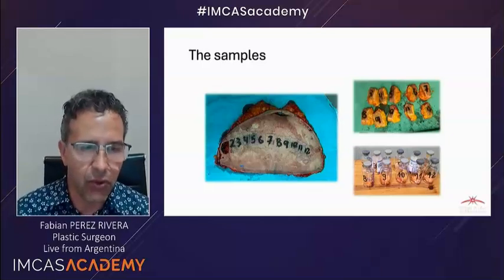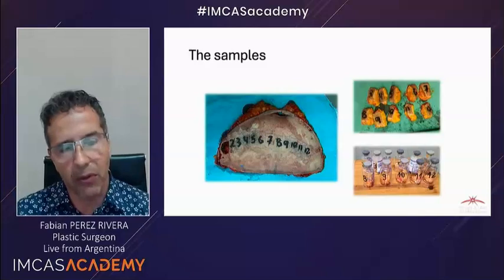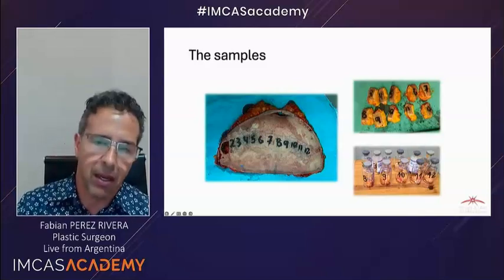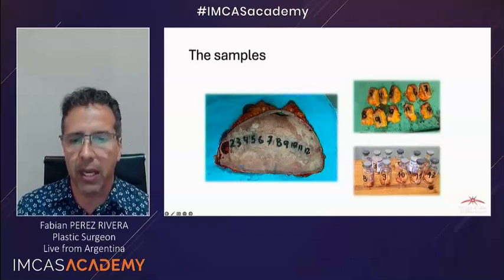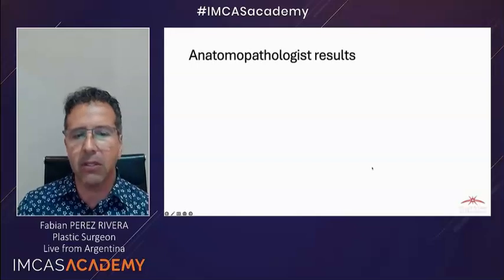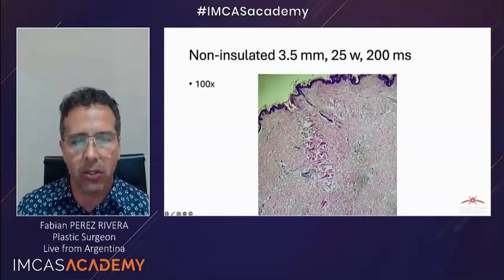Finally, I performed the procedure. I took out all the excess fat and skin in the lower part of the abdomen of my patient. I cut all the samples in the shape of a square, put them in a little bottle, and sent them to the anatomopathologist, a medical doctor. And this is part of the result.